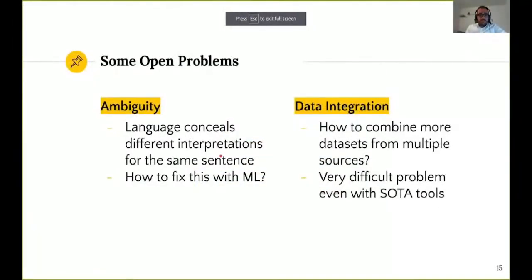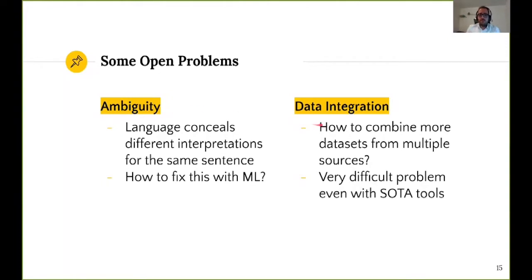So to end, I think it's valuable to talk about some open problems we found when developing the system. Number 1, again, is the ambiguity problem, since language actually conceals multiple interpretations for the same sentence. And ambiguity is very relative and not trivial to define. So one problem is, how do we deal with this?